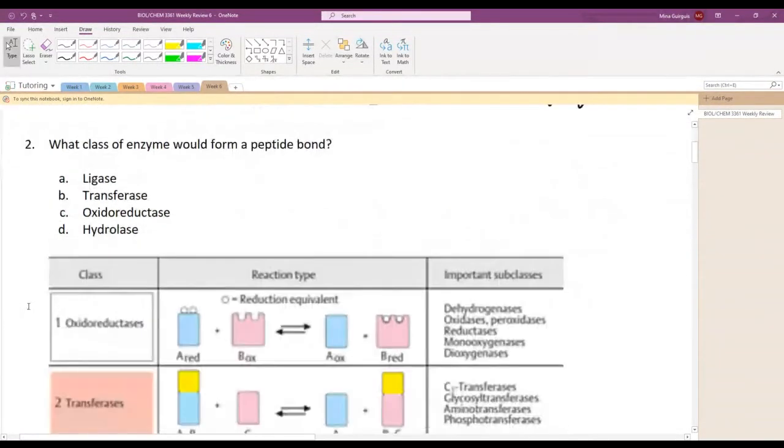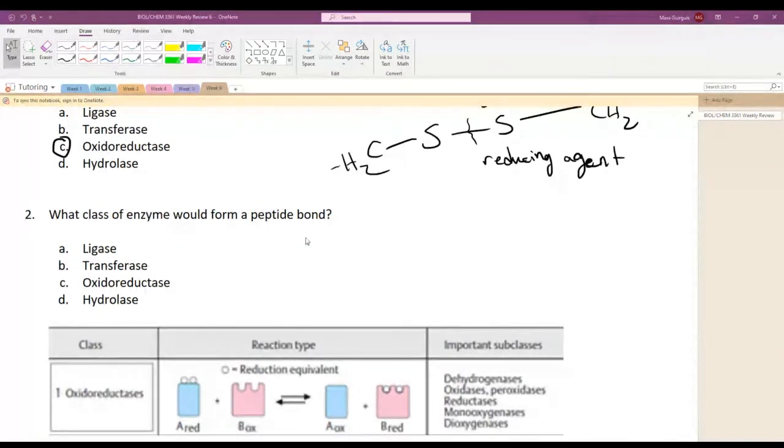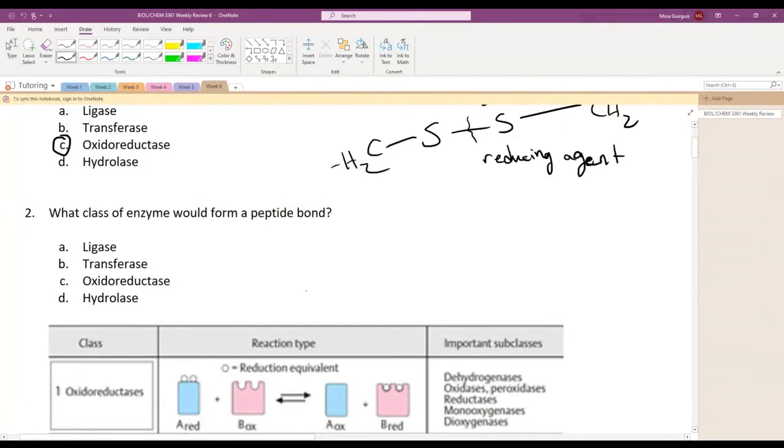And since it's a redox reaction, an oxidoreductase is going to catalyze the reaction in the forward and the reverse direction. Okay. What kind of enzyme would form a peptide bond? This question actually has 2 possible answers depending on whether you're talking about chemically or biologically.